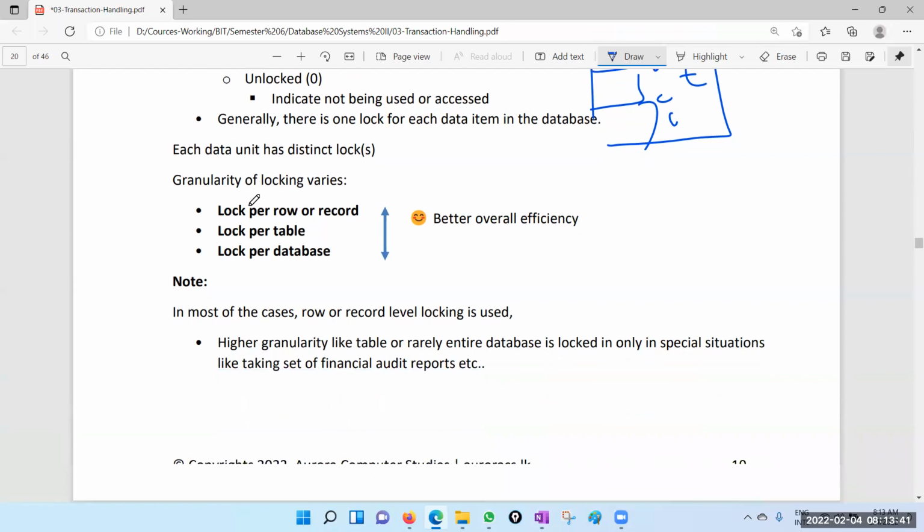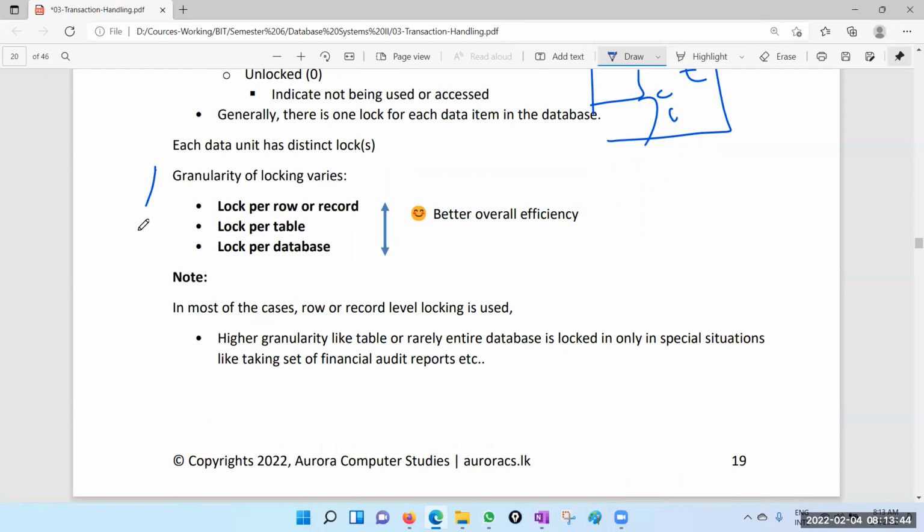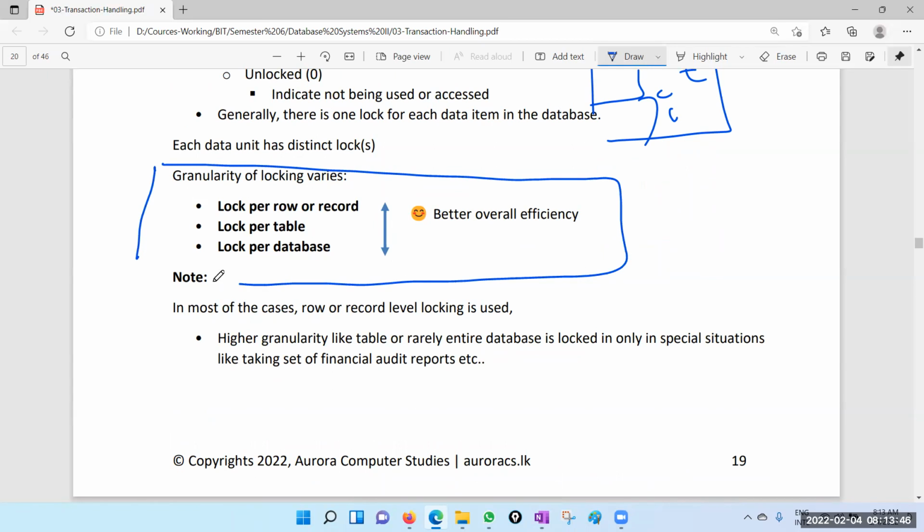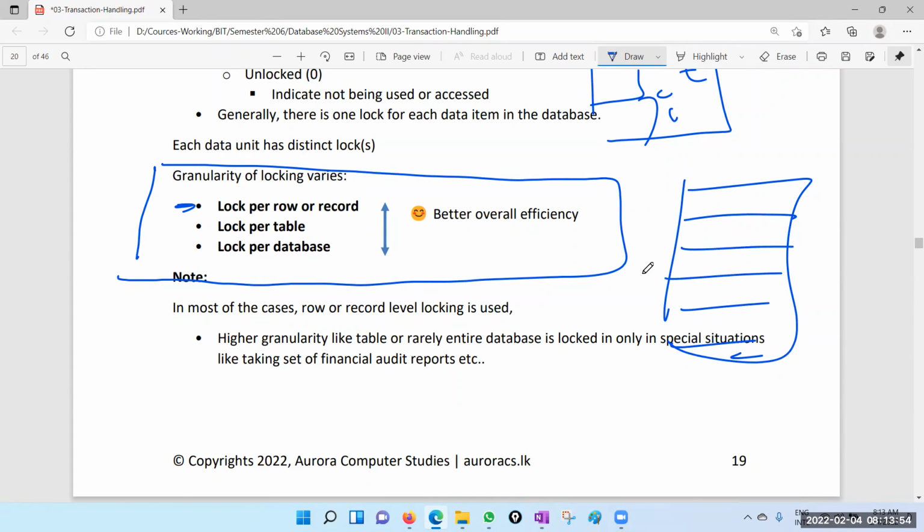Right. So locking can be done at different levels. You can lock only a particular record. Say there are thousands of records in a table. You lock only the record you want to access. That is the smallest granularity, or level, which is better. The smaller the level, the better, because others can still use the other records. The second level is that you lock the entire table. When you want to update a particular record, maybe just one record, you still lock the entire table.